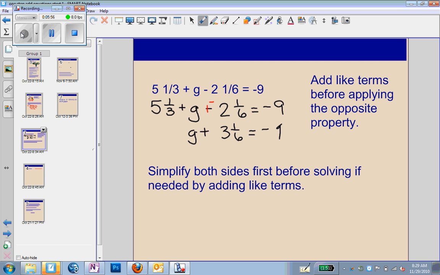So now we're going to add negative 3 1/6 to both sides. Remember, if we do it to one side, we need to do it to the other. We must show doing this to both sides.